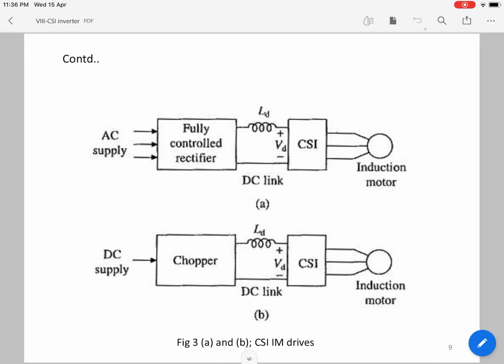There are different circuit configurations which can be used in this, shown here in figures 3a and b. For CSI induction motor drives with AC supply, a fully controlled rectifier can be used, and then it is connected to the CSI and the induction motor. And the next is DC. If a DC supply is used, a chopper can be used, and then you have the DC link, the current source inverter and the induction motor. The chopper will give a variable DC voltage Vt which in turn varies It. This DC current is converted to AC by the CSI and given to the induction motor.